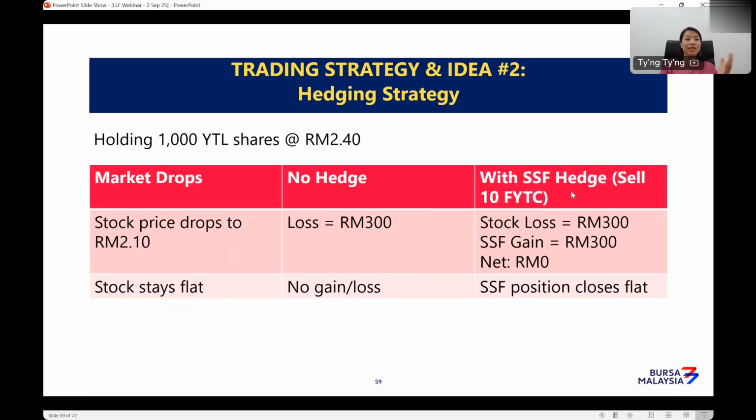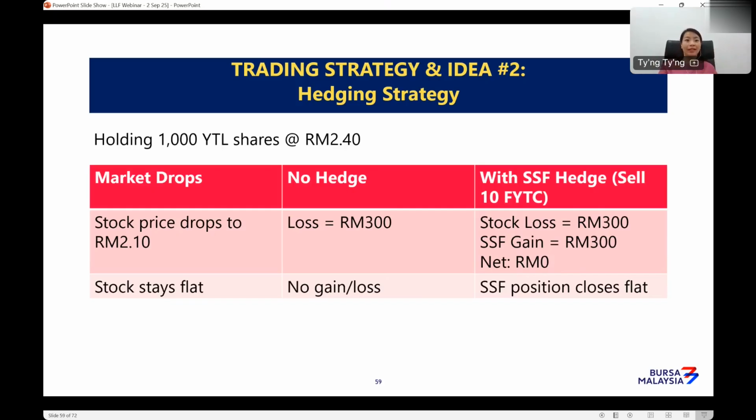Let's say, for example, in this case, your stock price dropped to $2.10. Let's say you're holding YTL shares. If you go without hedging, you're going to suffer a loss of 300 because of your stocks. But if you do hedge by selling 10 FYTC, because one contract only represents 100 shares, so we need 10 contracts. Your stocks suffered a 300 loss, but your single stock futures gain 300. So net, you have no profit or loss. So with hedging, it helps to net off your losses in the stock market.